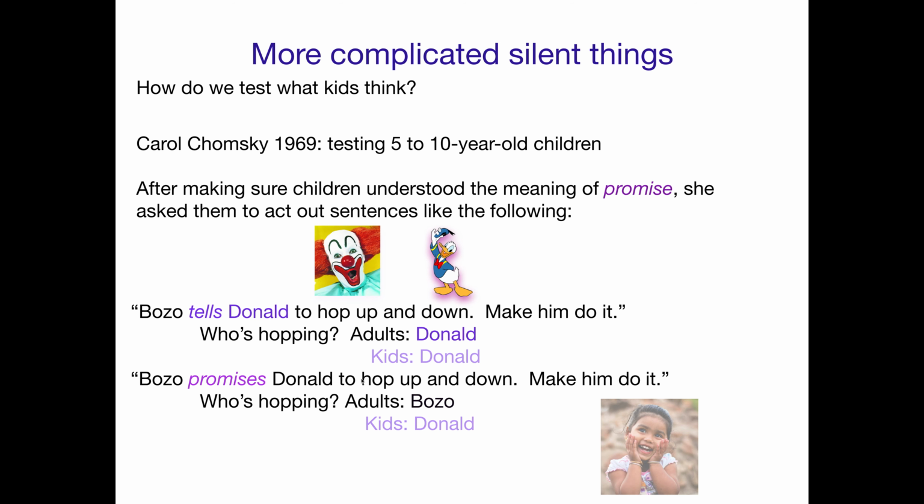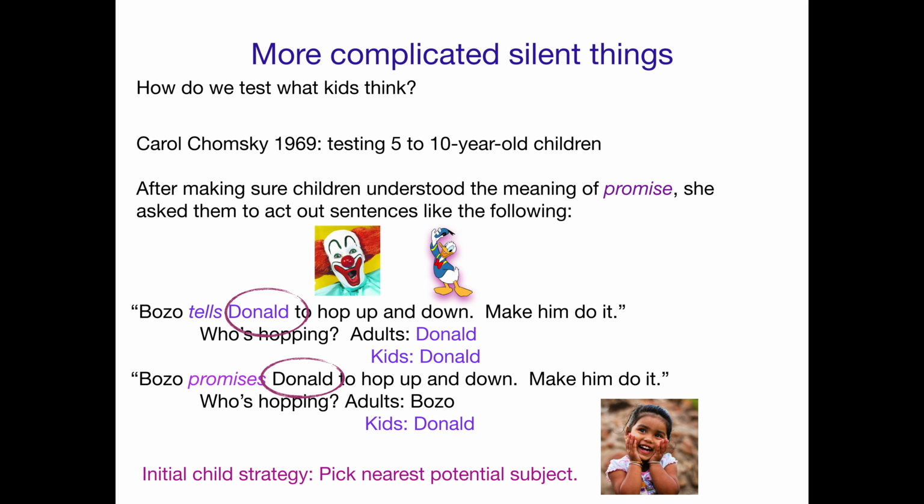Now, what about kids? Well, it turns out that no matter which one you give them, tell or promise, kids prefer Donald, right? So Bozo tells Donald to hop up and down, and they make Donald hop. Bozo promises Donald to hop up and down, but kids still make Donald hop. So this is where they're differing from adults. And so the initial child strategy seems to be something like pick the nearest potential subject, which in this case, for both of them, is Donald, right?